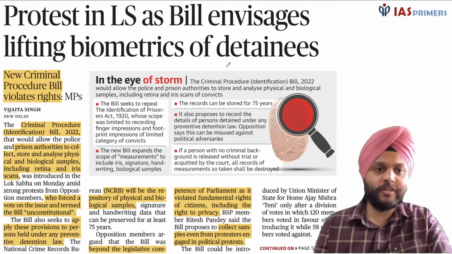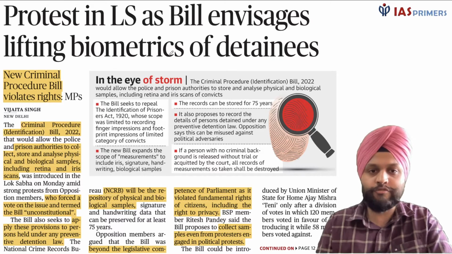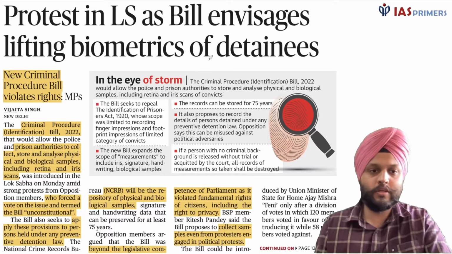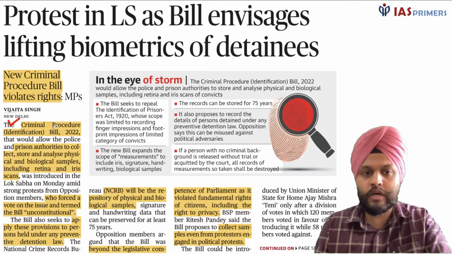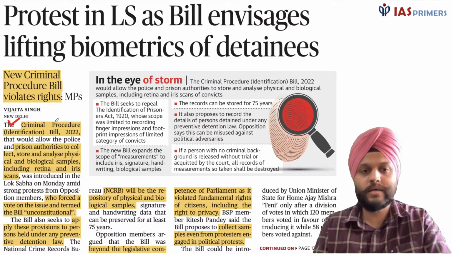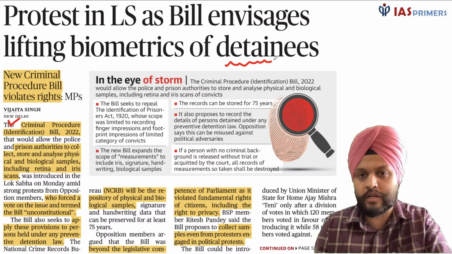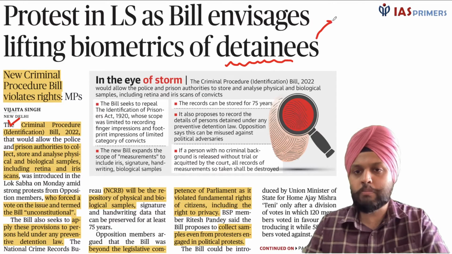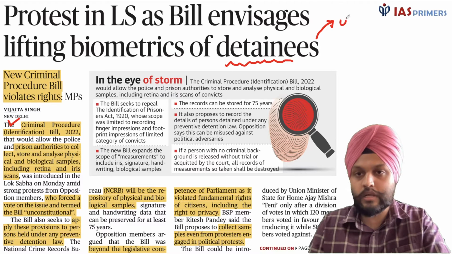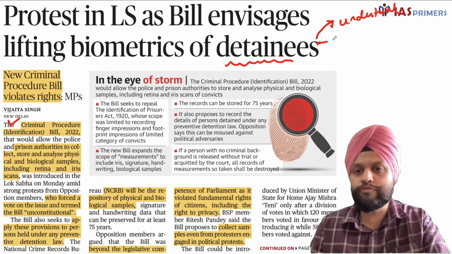Now the first article is about the protest in Lok Sabha as a bill envisages lifting biometrics of detainees. So basically a new bill has been introduced, the Criminal Procedure Identification Bill. Now what does this bill say? That anybody who is detained in the prison, so it could be somebody who is facing a trial, an undertrial, or somebody who is found guilty.